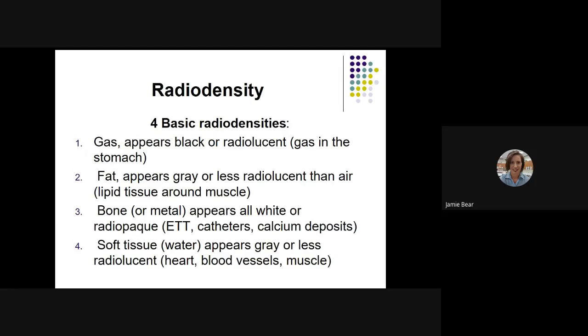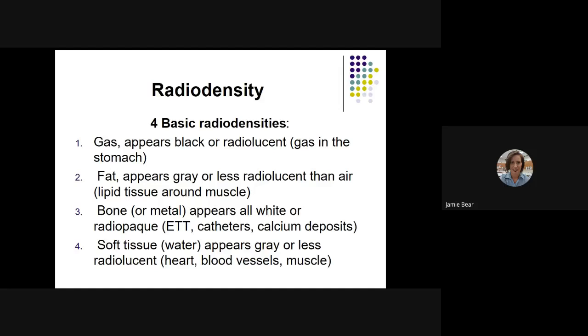Okay, so there are 4 basic radiodensities. Gas appears black or radiolucent. Fat will appear gray or less radiolucent than air. Bones or metal appear all white or radio-opaque. So you could see what we call foreign bodies, like endotracheal tubes, catheters, any type of calcium deposits.